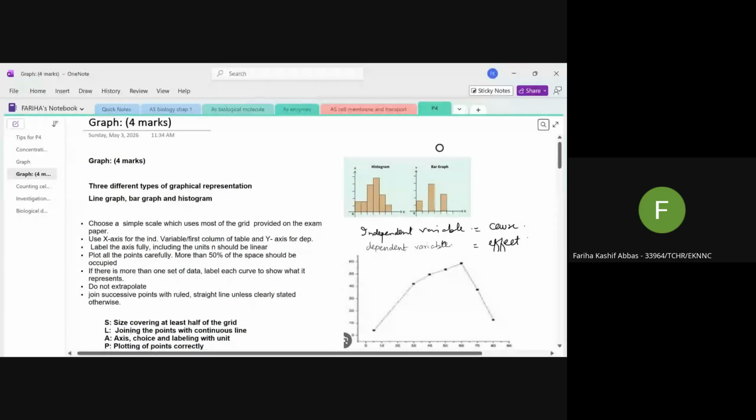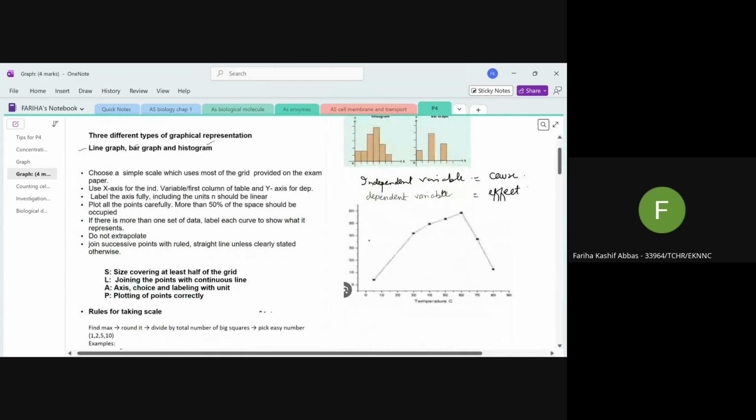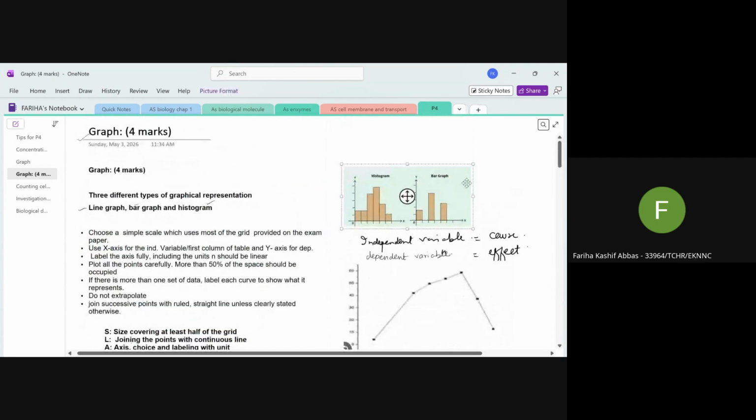Graphs are of 4 marks and sometimes it is of 5 marks as well. So when it is of 5 marks, we are going to see after a short while. Okay, so there are three different types of graphical representation of any data: line graph, bar graph, and histogram. This is called line graph. This is bar graph and this is histogram.